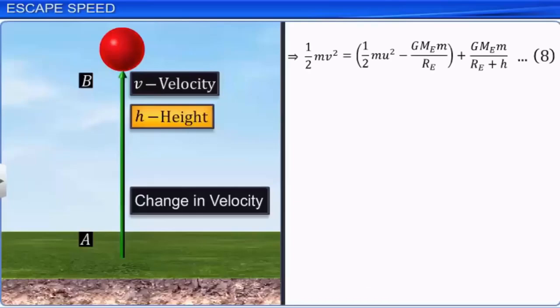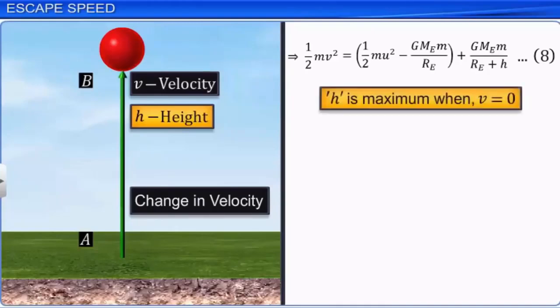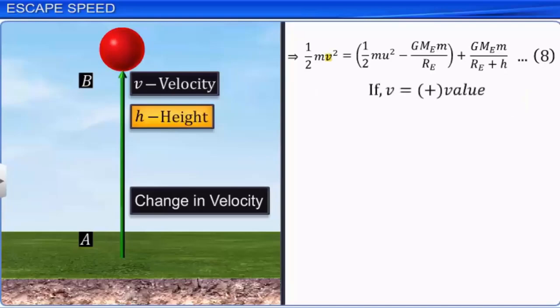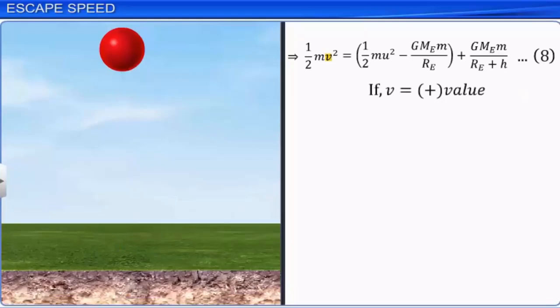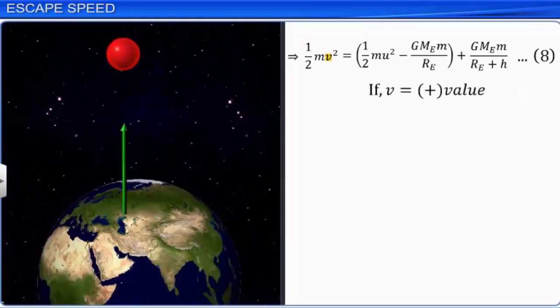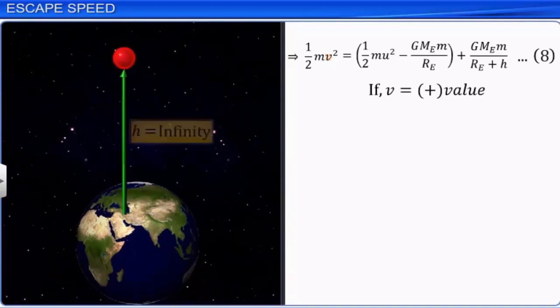The height gained by the body projected vertically upwards is maximum when its velocity v becomes 0. This is possible when the sum of all the terms on the right side of equation 8 is equal to 0. In case velocity v always has a positive value, then the body continues to move vertically upwards, thus increasing the value of h to infinity, which eventually happens when the body escapes the gravitational field of the Earth.